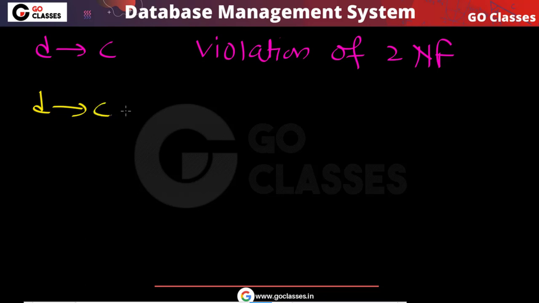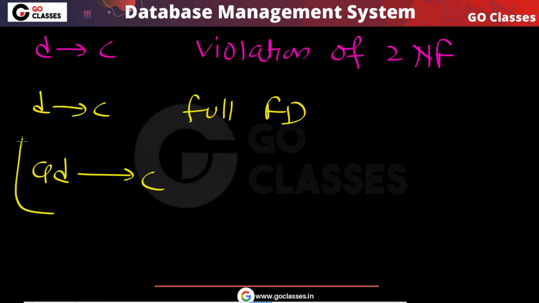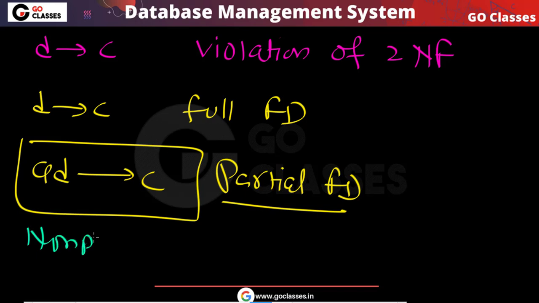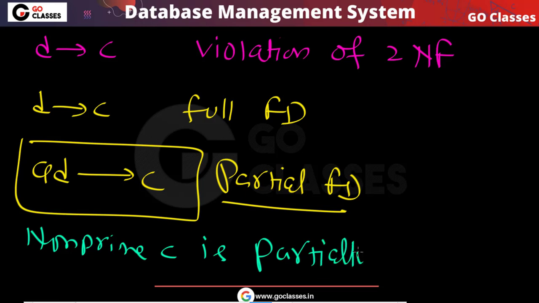But remember, this is not a full functional dependency. This non-prime attribute is partially dependent on the candidate key. Your candidate key is AD. You can notice that this is a partial dependency. From here you can notice that this non-prime attribute C is partially dependent on some candidate key.